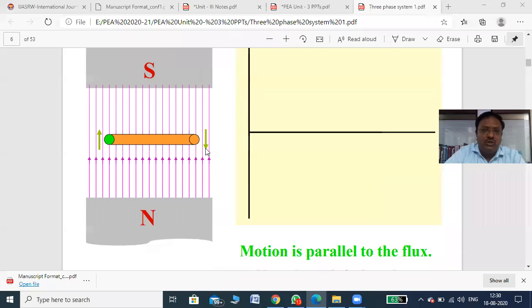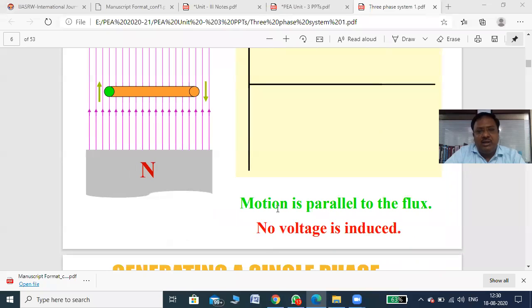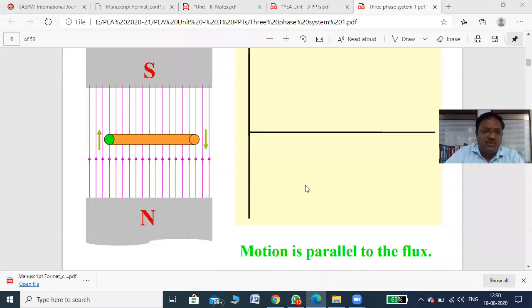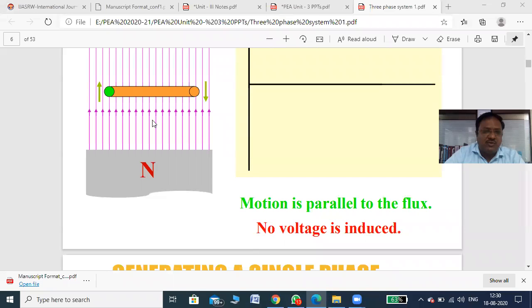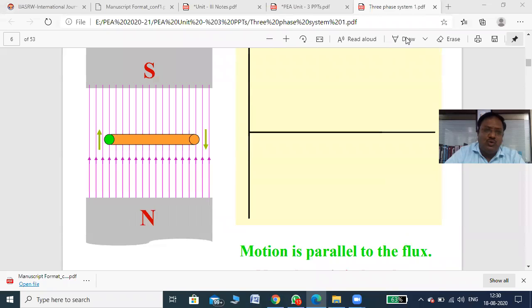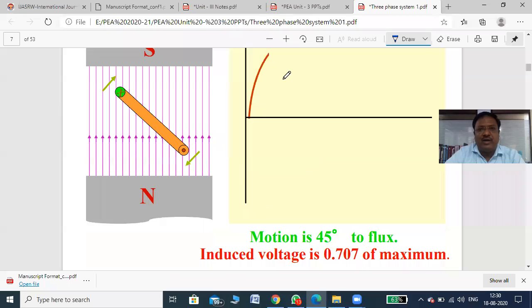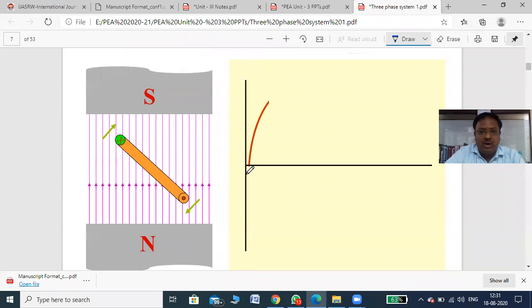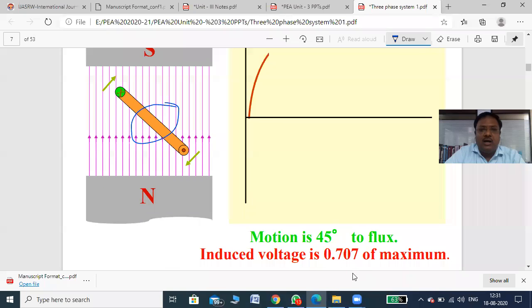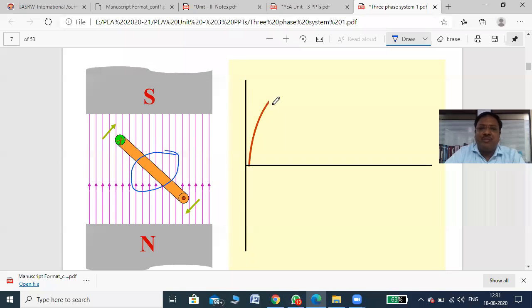If we move this particular conductor in a clockwise direction, right? So initially, see, motion is parallel to the flux. Basically, this is a flux and motion, both are parallel. So at that time, no voltage is induced. Okay. Now, if I move this conductor in a clockwise direction, like this, okay. So what happens here? If it is moved by 45 degree, then the voltage or EMF is induced in this particular conductor, and the level of voltage is equal to 0.707 of the maximum voltage, right?